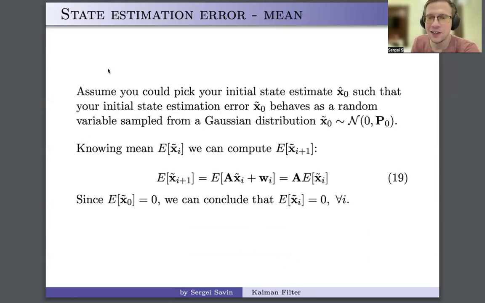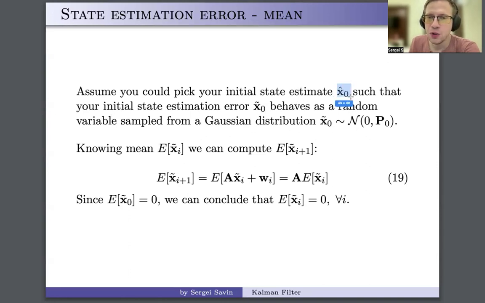Now, the trick we're going to do is compute means and covariances for every single expression that we have here. We're going to do it again and again and again, so don't be surprised. We're going to continue doing it. Doing this will allow us to derive the Kalman filter. So let's start with a simple case.